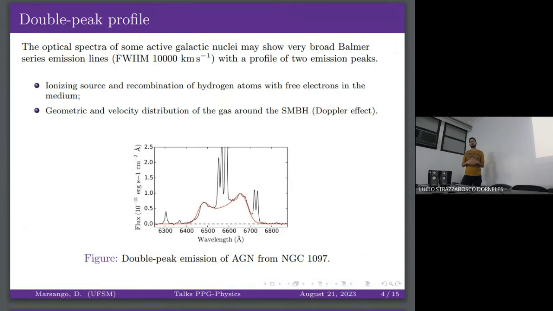In some optical spectra of AGN, it's possible to identify a profile with two emission peaks. This phenomenon is caused by two factors. The first is the ionizing source and recombination of hydrogen atoms with free electrons in the medium. The second factor is the geometry and velocity distribution of the gas around the supermassive black hole. The figure shows one example of a double peak profile, NGC 1097. The black line shows the spectrum, and the red line shows the double peak profile of this galaxy.